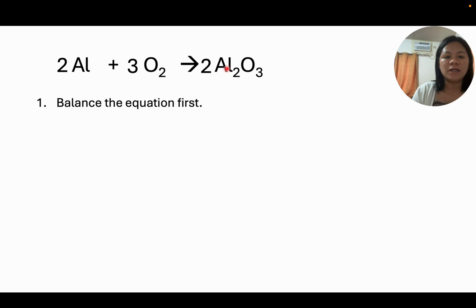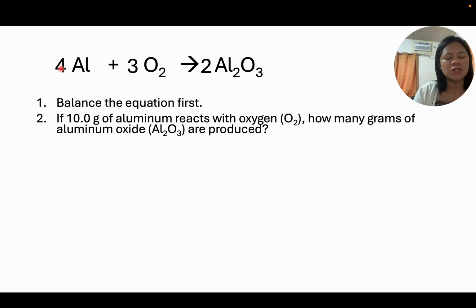But take note, it affected the aluminum as well. So 2 times 2, 4. So we have to change this into 4. So here is our question. If 10 grams of aluminum reacts with oxygen, how many grams of aluminum oxide are produced?